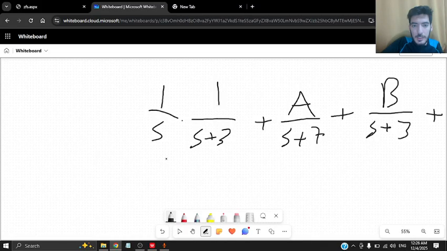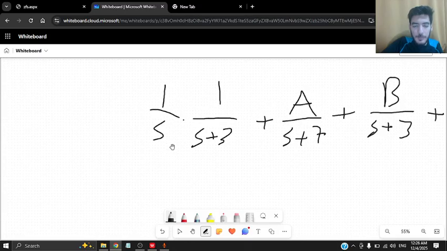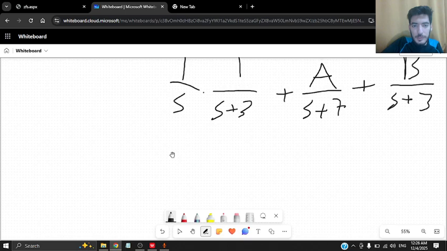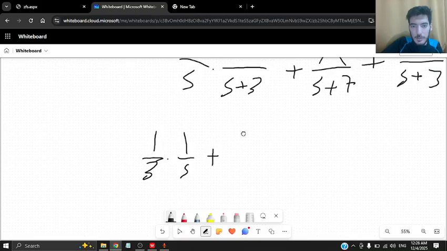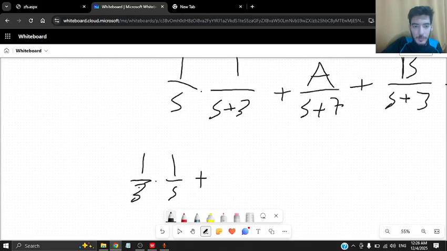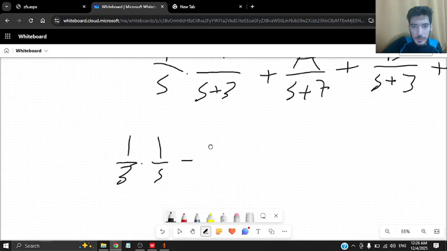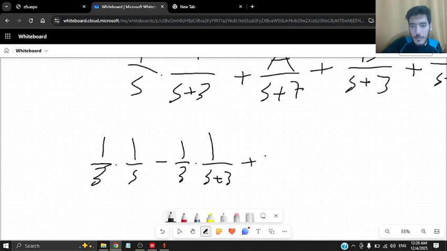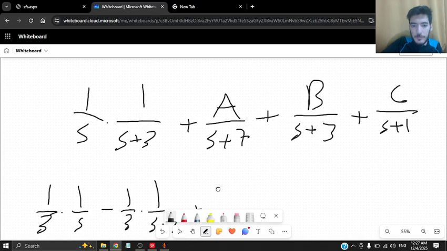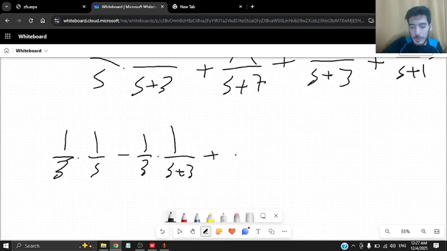And for this one here, I can again do partial fraction decomposition. Here I will do it very fast. For the first section, for 1 over S, it will be 1 over 3 multiplied by 1 over S plus, and for this one here, it will be the negative of this value. So it will be minus 1 over 3 multiplied by 1 divided by S plus 3. And for the values of A, B, C, 1 minute.